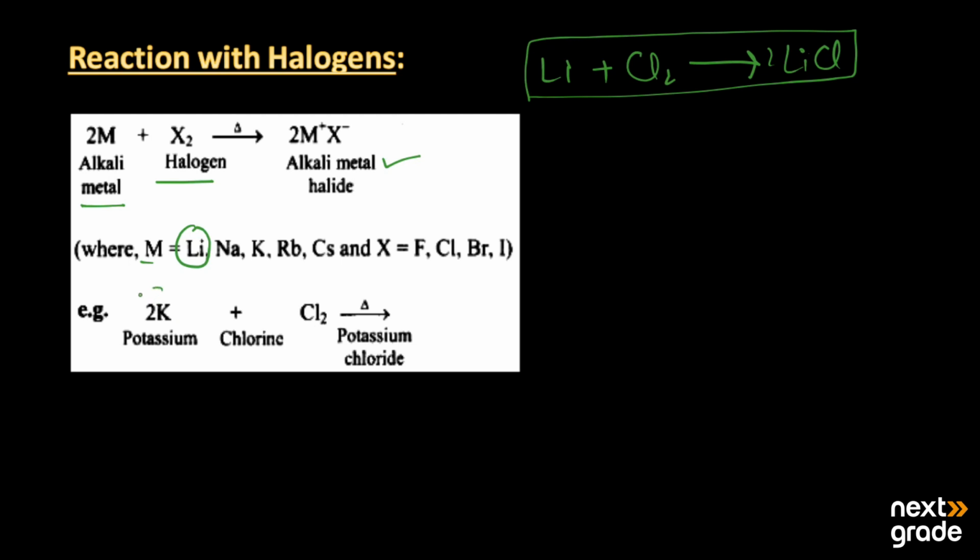For example, we have potassium. It reacts with chlorine. Then the product we gain is potassium chloride, and we can balance it. We have to provide temperature over there. So the alkali metals react easily with the halogens and they give their respective halides. It can react with sodium, lithium, and potassium as well.